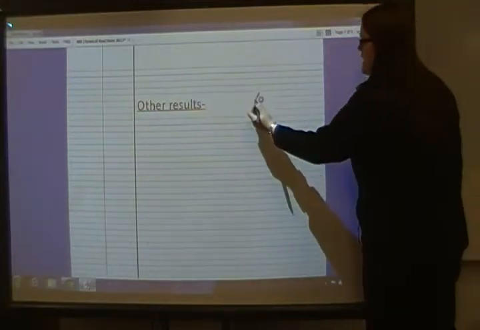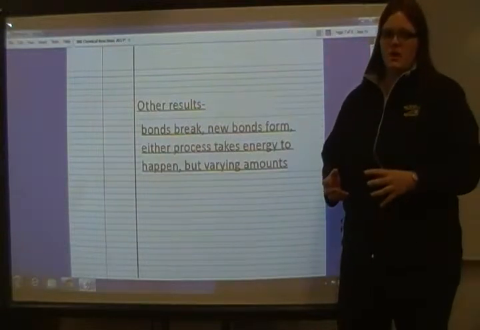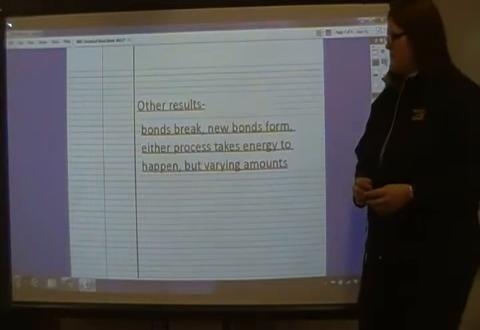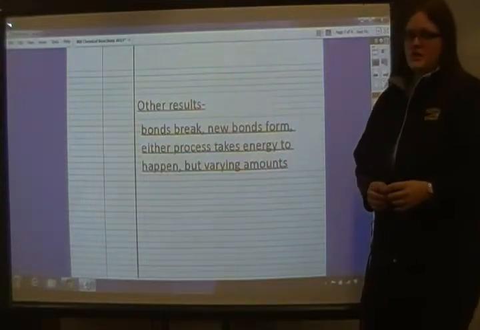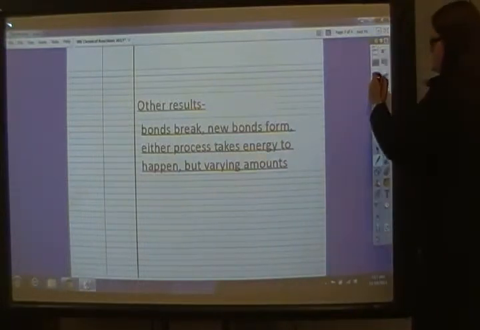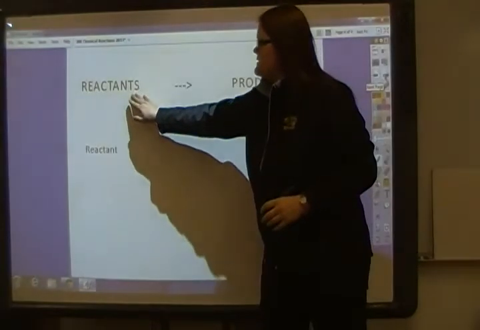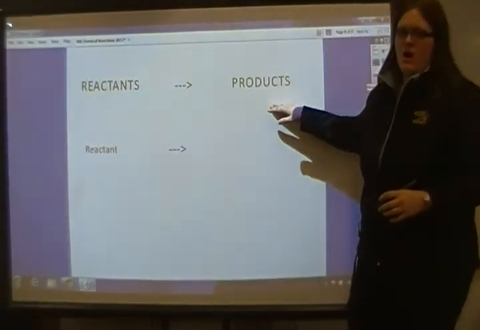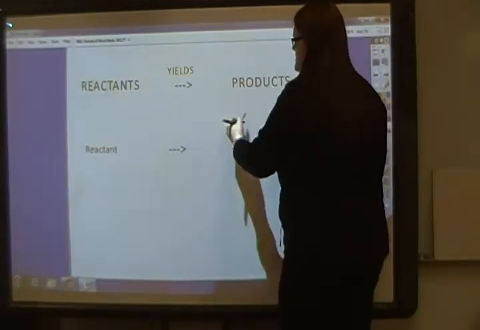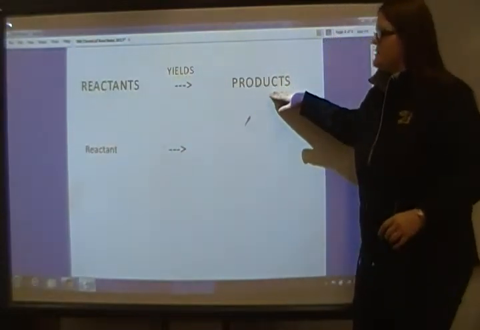Other results of chemical reactions include when we put the reactants together, bonds break, and then new bonds form when the products are made. Either process takes energy to happen, but different reactions require different amounts of energy. For example, we have our reactants making our products. This arrow is also known as yields. So our reactants yield these products.